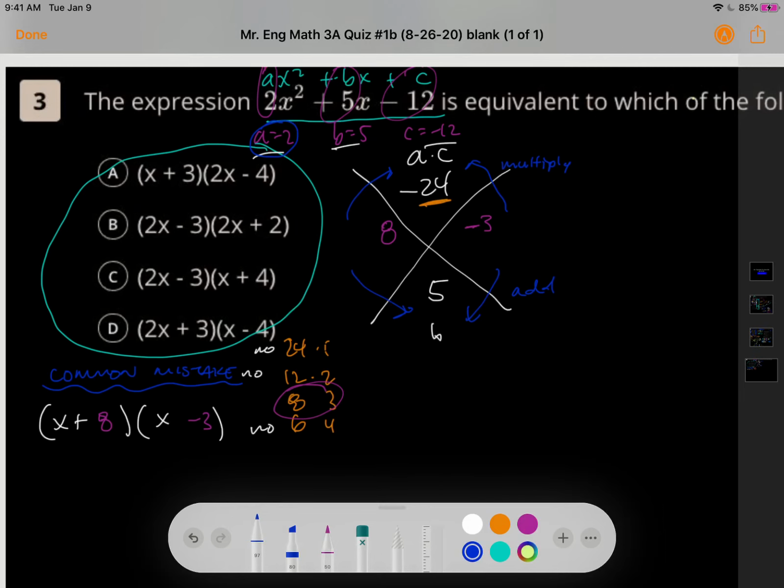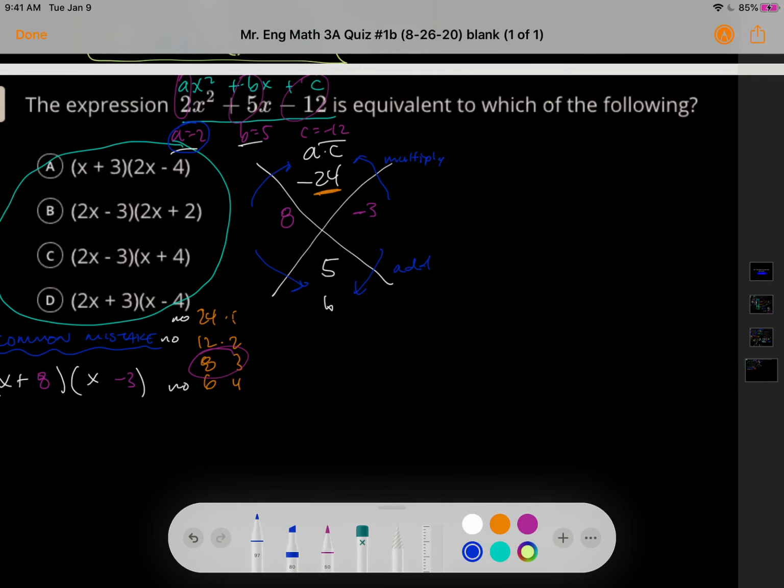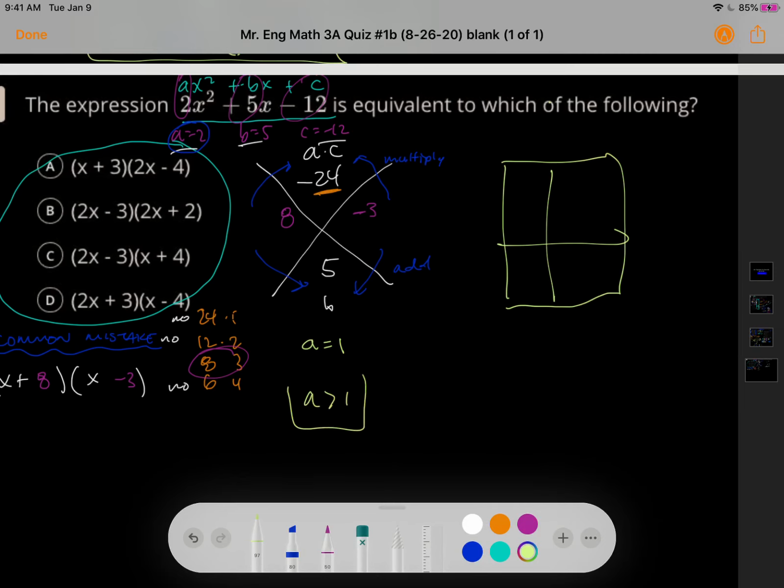So I'm going to summarize it right here. If you haven't been paying attention, here it is. Not the trick. You use the x method when a is equal to 1. Okay? You will use the box. You have to use the x and the box when a is bigger than 1. So 2 is bigger than 1, so you have to do both the x and the box.